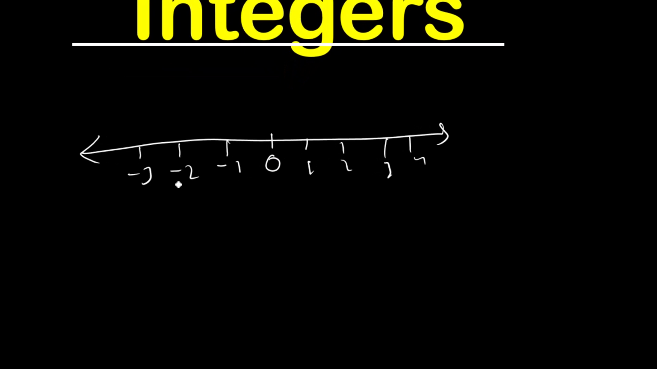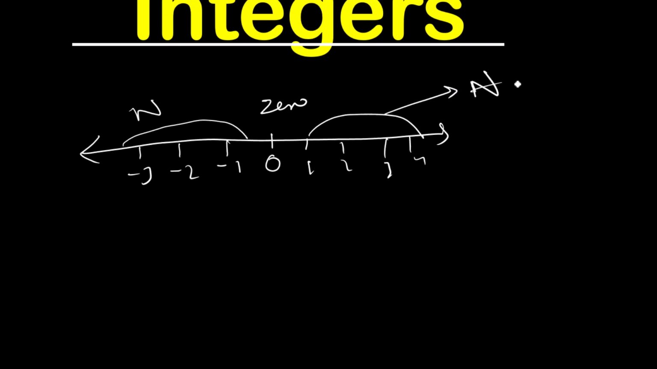We have three types of integers, and the number line will explain everything. The first one is 0. So it comprises three things: we have 0, then we have the negative numbers, then we have the positive numbers, that is, the positive integers. This side are the natural numbers.